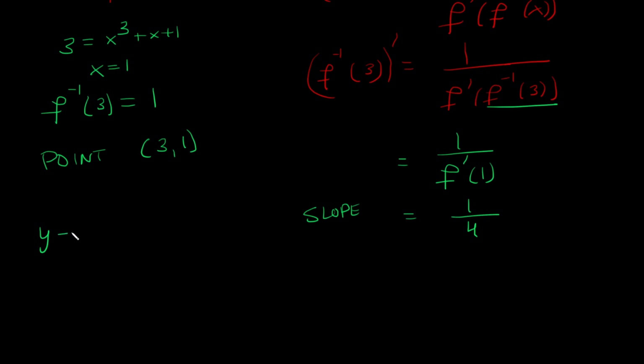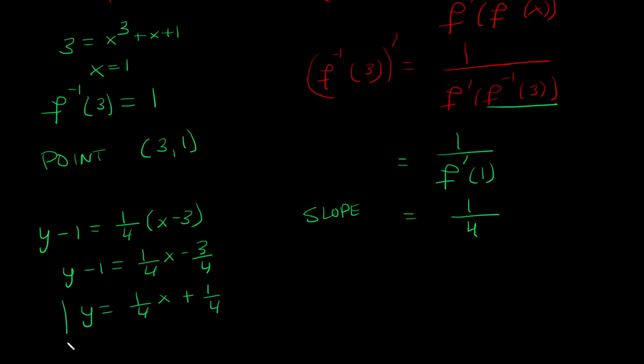We have y minus y1 is equal to the slope times x minus x1. So that's y minus 1 equals 1/4 x minus 3/4, and then add 1 to both sides. So that's just going to be 1/4 x plus 1/4. And that is our tangent line.